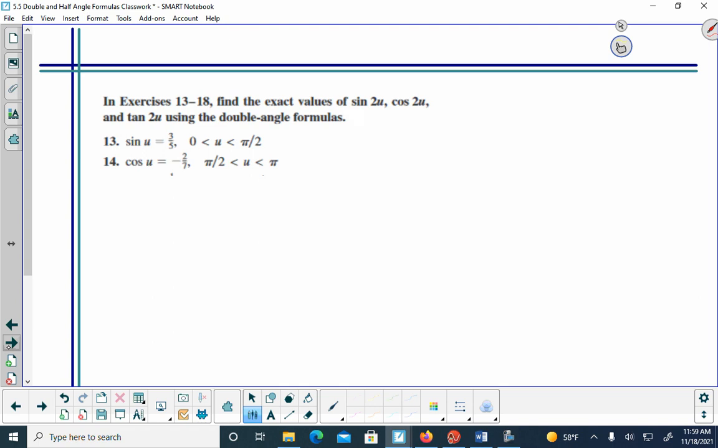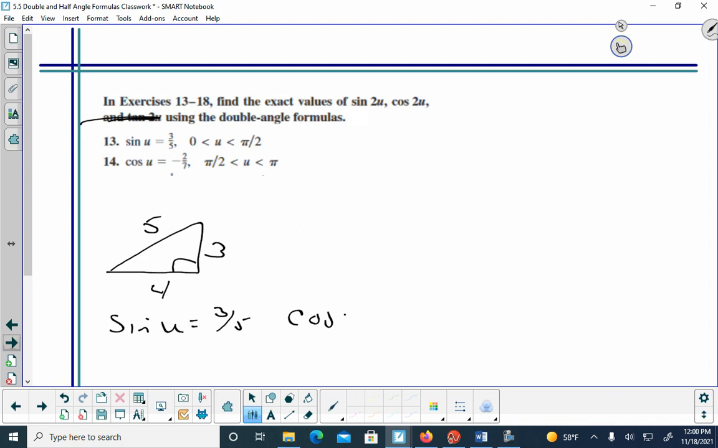Okay, these ones, find the exact values of sine 2 theta, cosine 2 theta, and we're not doing tangents. So you're crossing off tangent using the double angle formulas. So if I have a triangle and I know that my sine is 3/5, what does this side have to be? 4. So the sine of u is equal to 3/5. The cosine of u is equal to 4/5. So this is just like the one that we started off at the beginning of class.